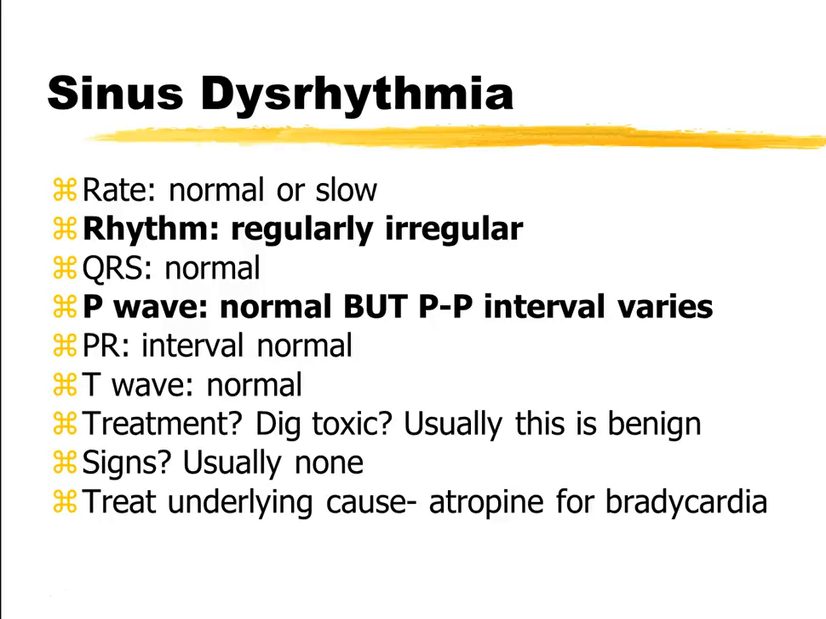The QRS complex looks normal. The P wave is normal, but the P to P interval varies because there's going to be this pause. Okay, so again, treatment on this is what is going on with them. Maybe this is nothing, but it might be a reason because they have a toxicity of medication. Digitalis is one of those culprits usually that's going to cause that. If they are really bradycardic and symptomatic, then we would treat with atropine just like we did for sinus bradycardia.